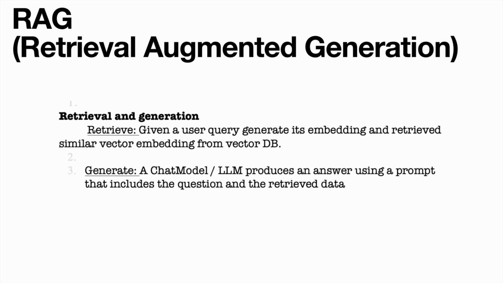Next is the generate phase. The generate phase is when the chat model, the LLM, will actually produce some output. How it does this is, we create a prompt with the query and the similar embeddings that we have retrieved from the vector database, and pass both to the LLM. And the LLM can generate a useful answer from that retrieved data, because it knows about human language. So that is the two phases: retrieval and generation.